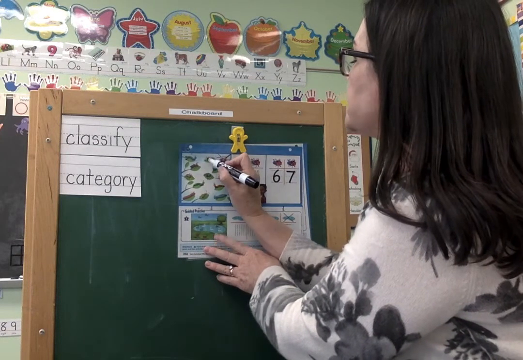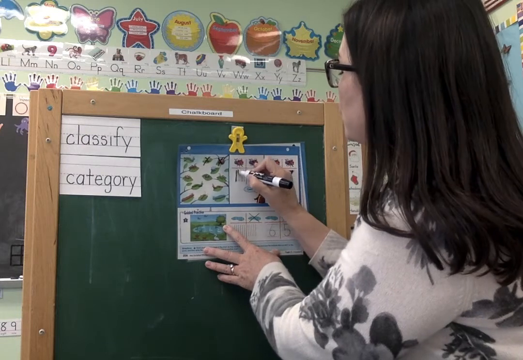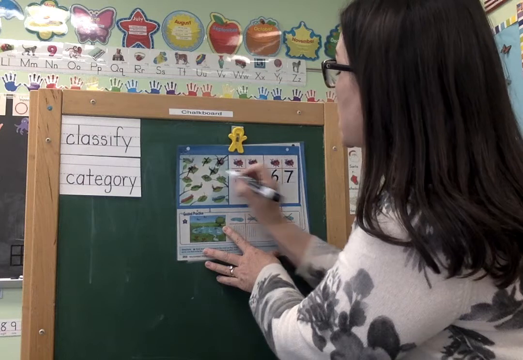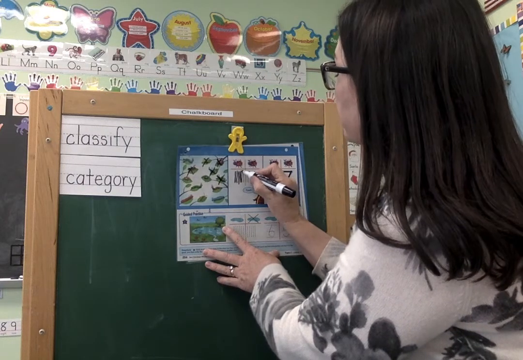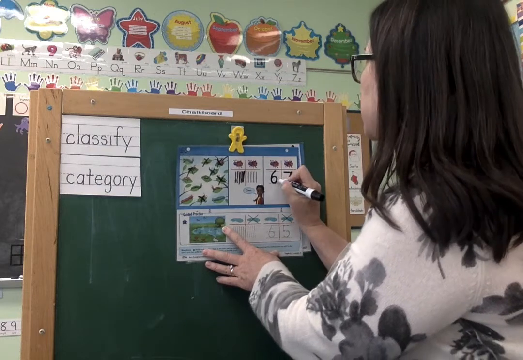We're going to move across and we're going to say 1 and mark it, 2, 3, 4, 5. It's going to come down here to the ant and say 6, and he writes the number 6.